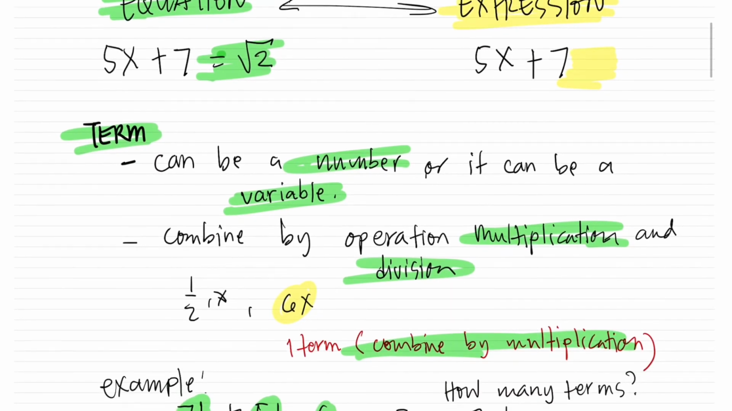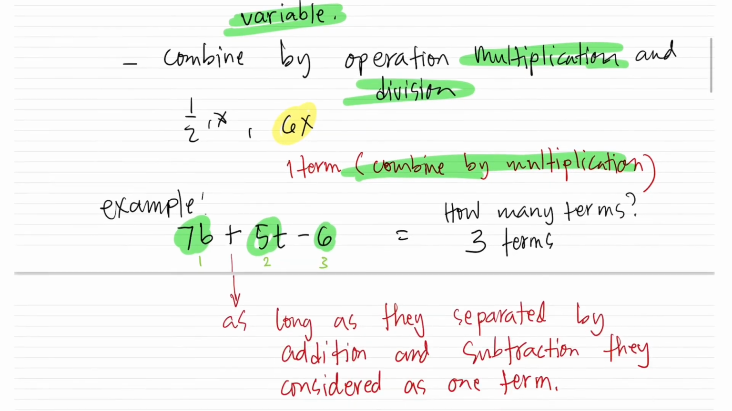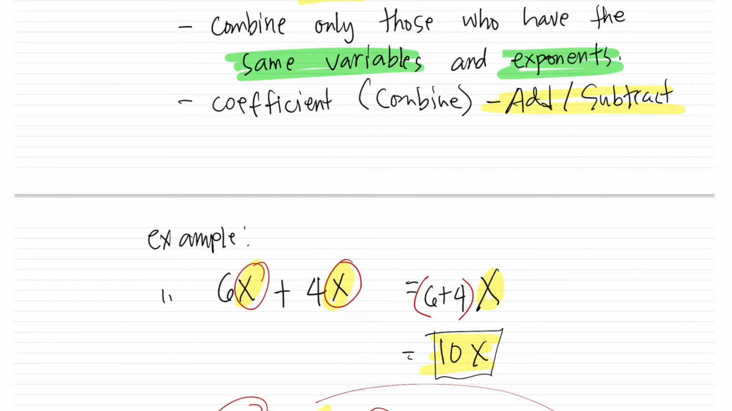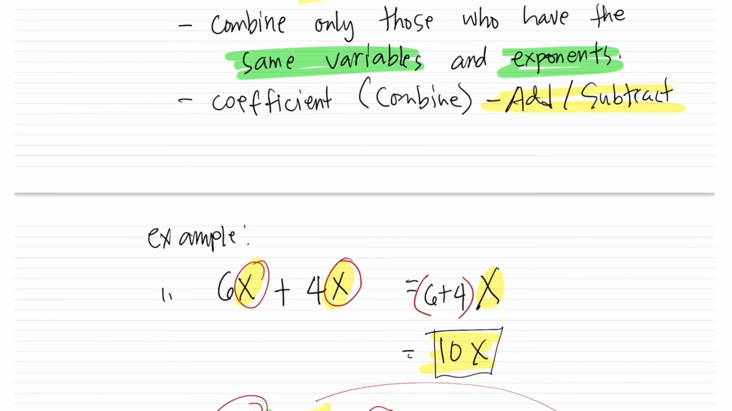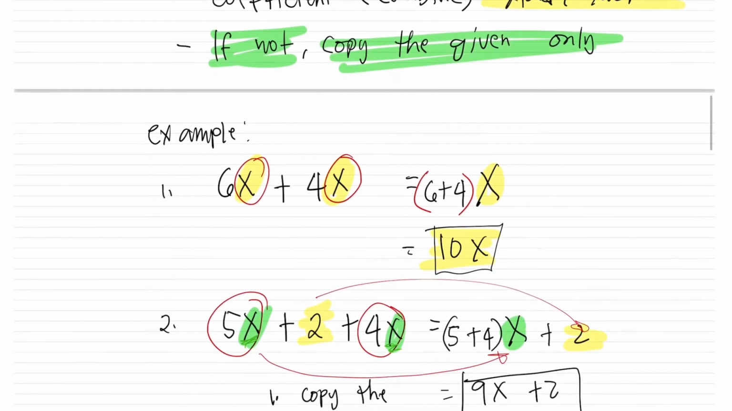There is a slight difference from when we do ordinary numeric numbers. The only difference is there is a variable, or there are letters now. You only add and subtract when they have the same variable. If not, leave it as it is. I'm going to write it here: if not, copy the given only. So remember that, if not, copy the given right away. Now you have an example there.